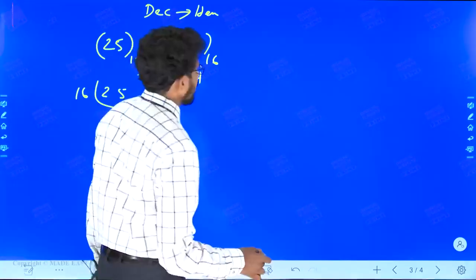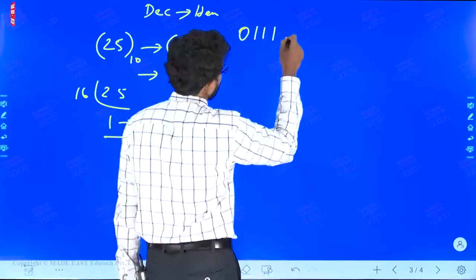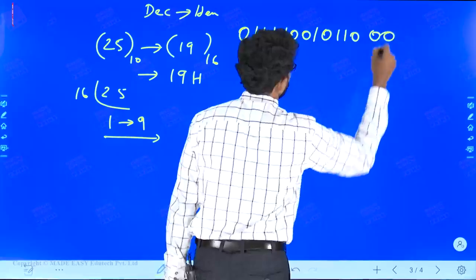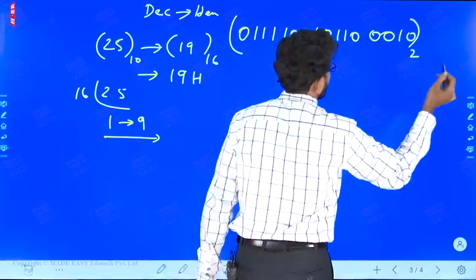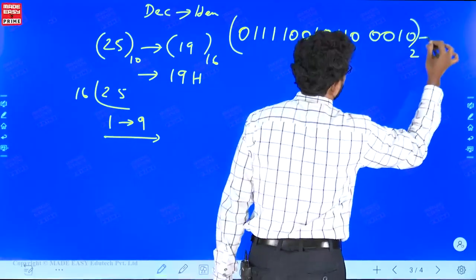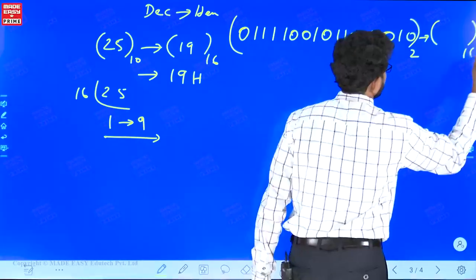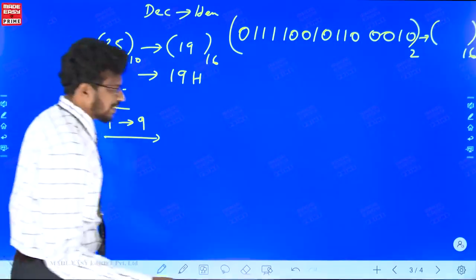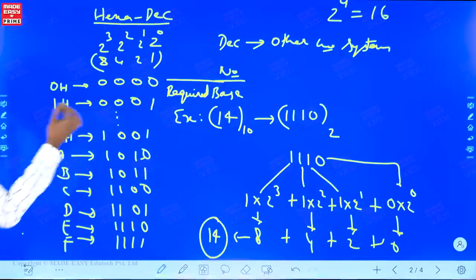For your understanding, I am taking another value. Say I am taking the value 0, 1, 1, 1, 1, 0, 0, 1, 0, 1, 1, 0, 0, 0, 1, 0. This is the binary data. I am just recapping the points. This data I want to write in hexadecimal, let us say. Now tell me, what is the relation between hexadecimal and binary?